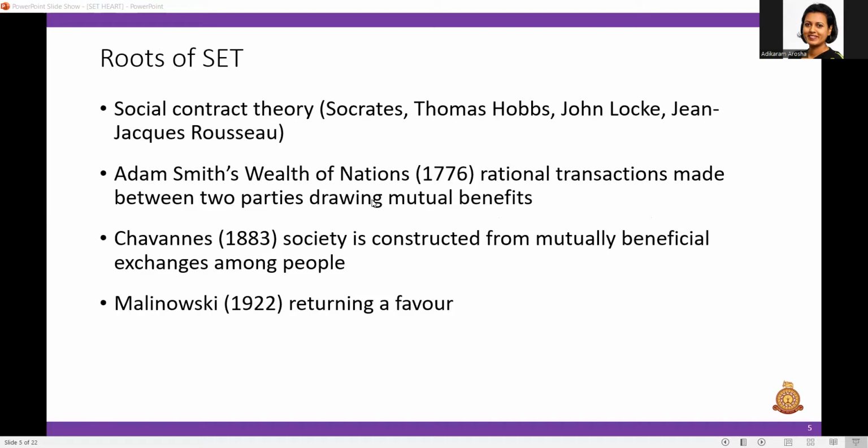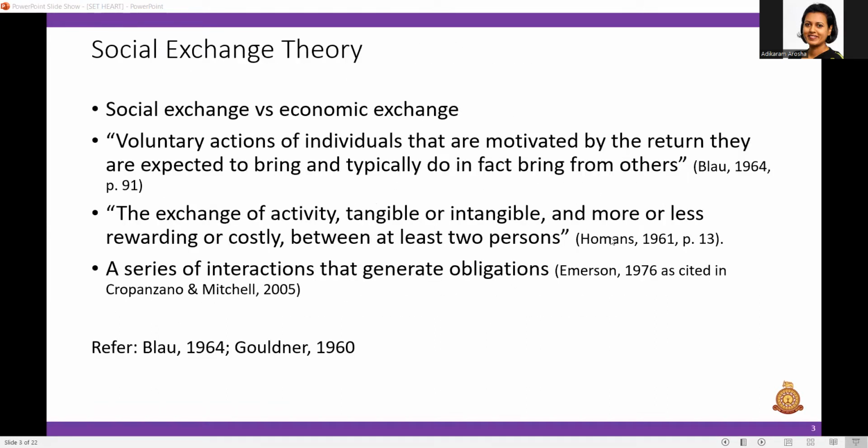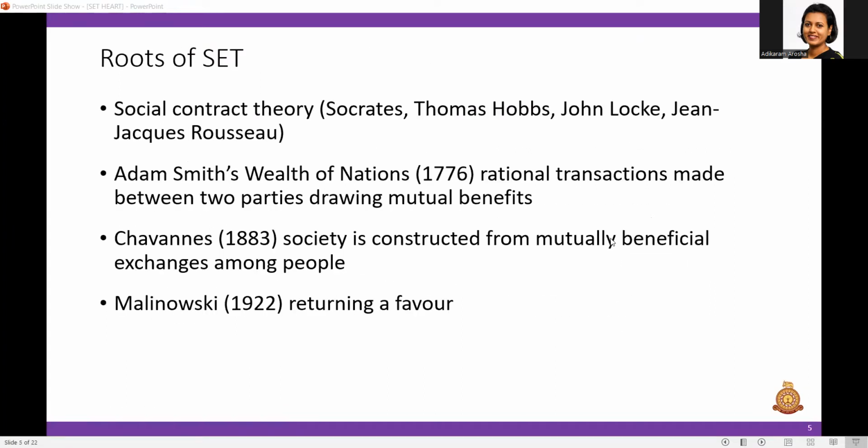So before I go further, although I said Homans' 1958 is one of the seminal papers, or the start of where he started talking about social exchange as a behavior, when they trace social exchange theory or social behavior, you would see the roots of social exchange theory in Socrates, Thomas Hobbes, Locke, Rousseau, who have talked about social contract theory. Then Adam Smith's Wealth of Nations has talked about two parties drawing mutual benefit, right? You do something which is a cost, but at the same time, when you get that reward back, you are benefiting. So both people benefit, because what is cost to you is a benefit to the other person when the person receives it, right?